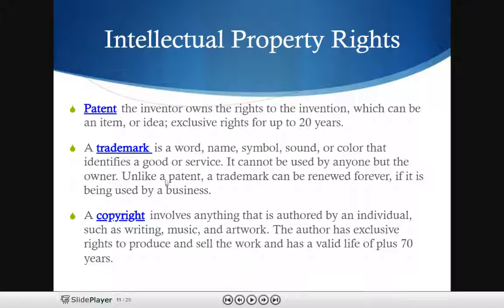Those are both trademarks. A copyright involves anything that is authored by an individual, such as writing, music, and artwork. The author has exclusive rights to produce and sell the work and has a valid life of plus 70 years. So anybody who writes a song that you hear on the radio or your iPod, any artwork that you see hanging, any books that people write, all copyrighted. Patent: when people invent new medicines or new ways for cars to work, those are called patents.